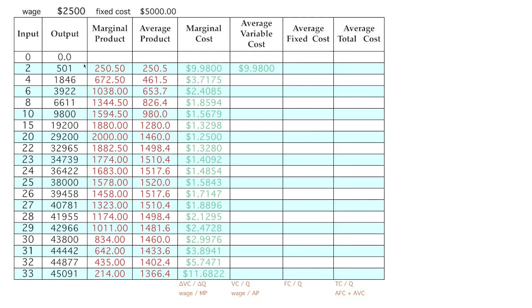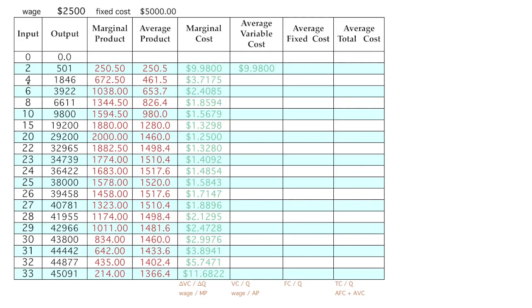So either 5,000, 2 times the wage, divided by the output of 501. That means that the average variable cost at an output of 501 is $9.98. But the other way of doing it would be to take the wage of 2,500, dividing it by the average product of 250.5, and that gives you the same answer. Again, there's two ways to find the next number here.